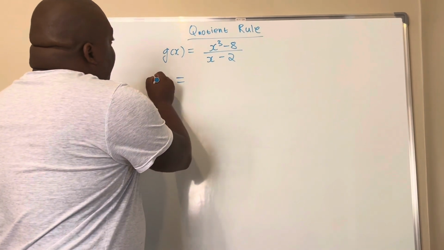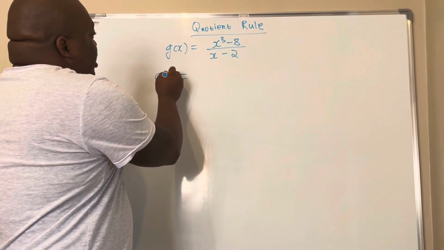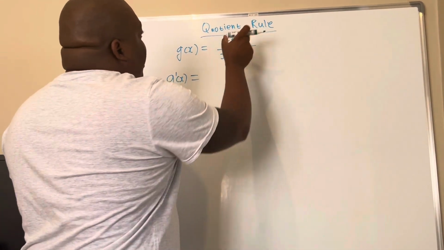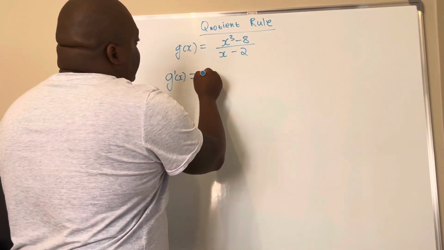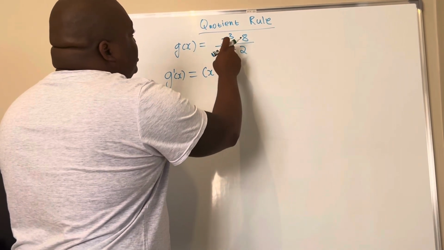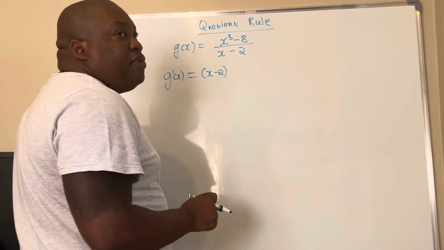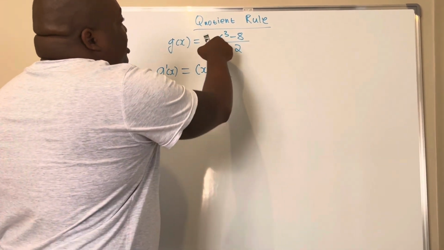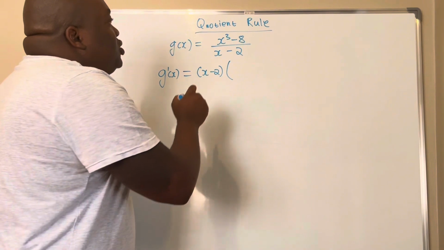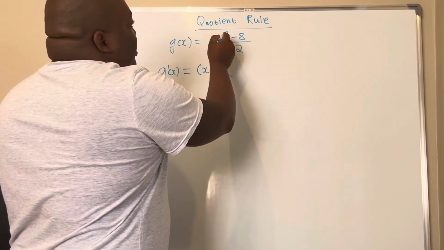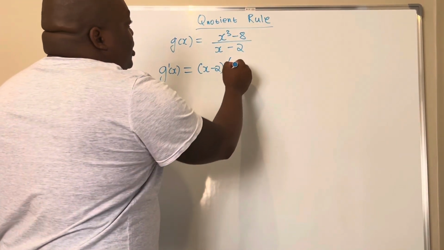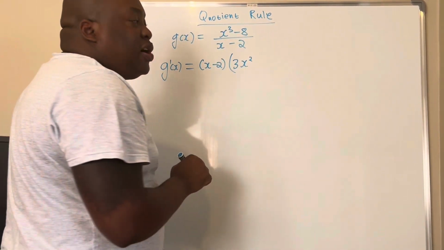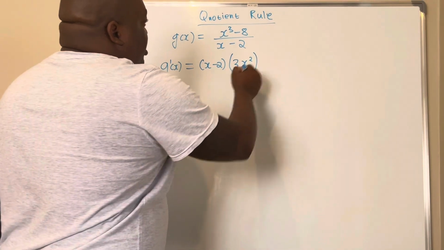So finding the derivative, which is denoted by g prime of x. So we take the denominator, x minus 2, multiply by the derivative of the numerator, which will be, what is the derivative of the numerator? How do we differentiate? We bring down this 3, we subtract 1, which means it will be 3x squared. The derivative of a constant number is 0, so that falls away.